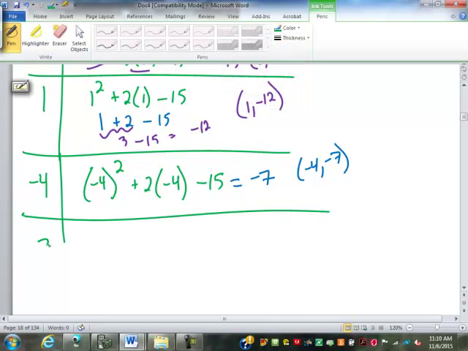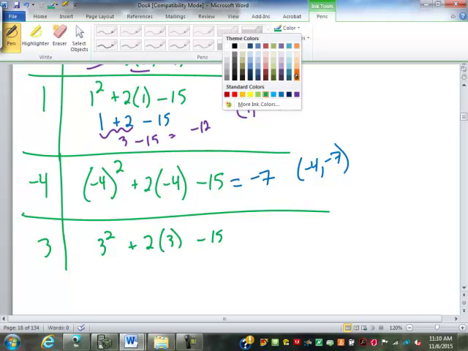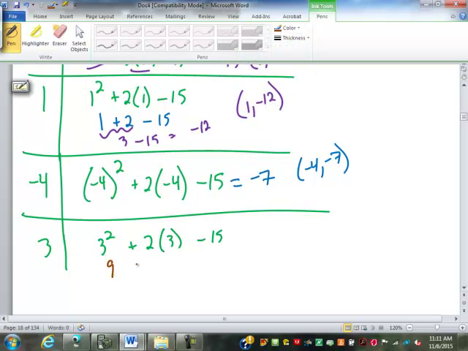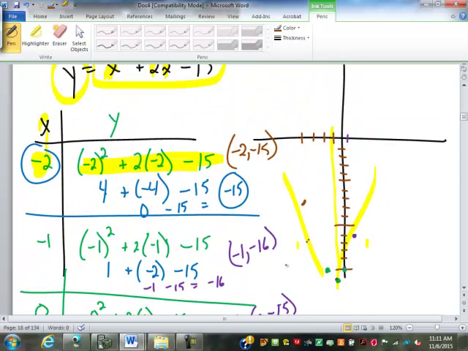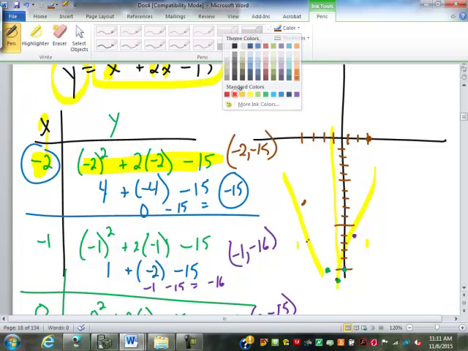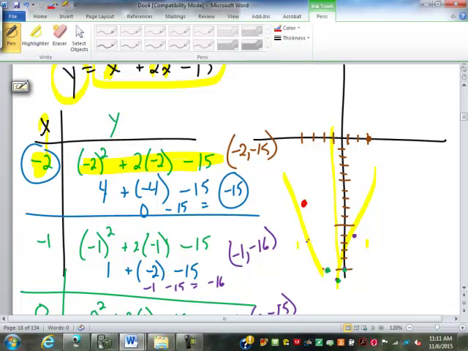Let's try positive 3. So let's do 3 squared plus 2 times 3 minus 15. 3 squared is 9. 2 times 3 is 6. Minus 15. Well, 9 plus 6 is 15. Minus 15 is 0. So we have 3, 0 is that point. So 1, 2, 3, 0 right there. So we have these points right now.